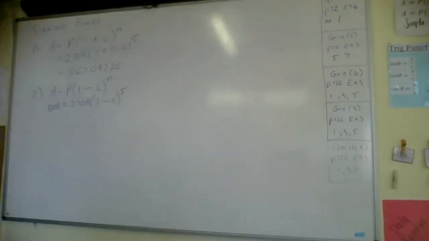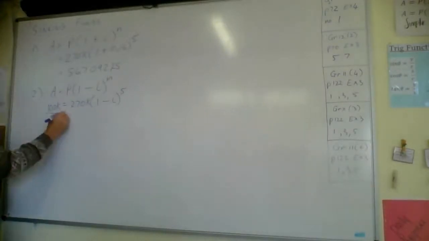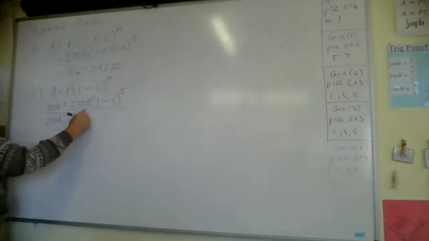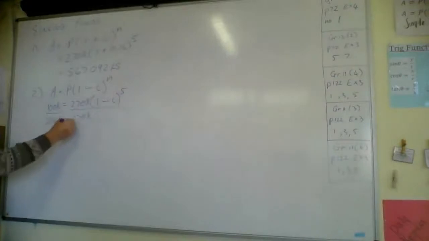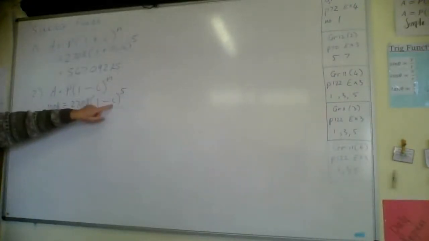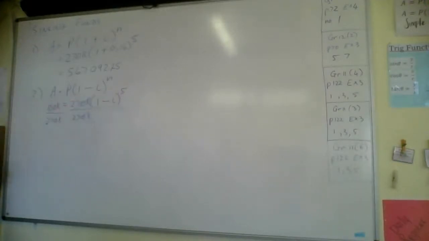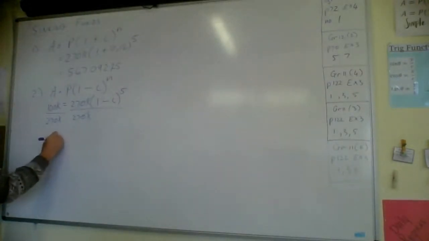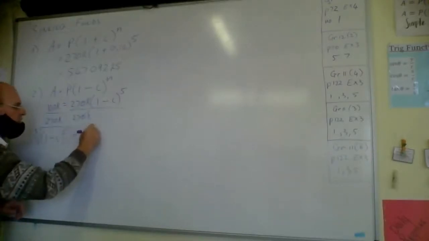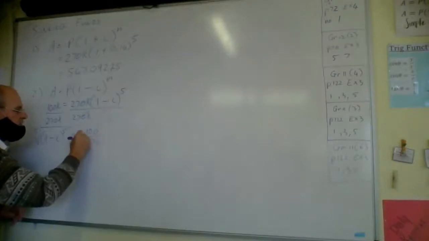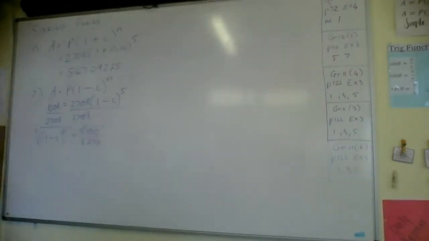Right, I think we can handle this one. So we divide left and right by 270,000, so it cancels out over there. So we have 1 minus i to the power of 5. How do we get rid of this again? We take the 5th root, quite right. So let's write it here: 1 minus i to the power of 5. We're going to take the fifth root of it, and we're going to do the same with this other side, 100 over 270, and take the fifth root as well.